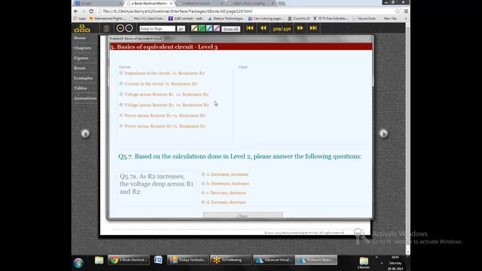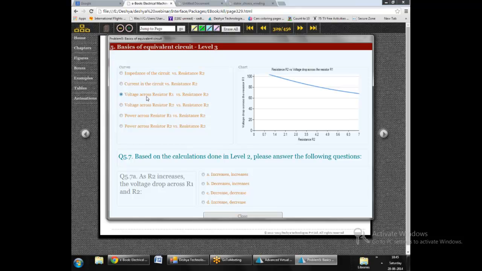Now based on the calculations done in that level, we will be answering a few questions. So here comes the first question, and to answer that question we will look at the appropriate graph. So to look at the appropriate graph, we would see that okay, maybe this graph is able to answer my question, so it's a correct answer.